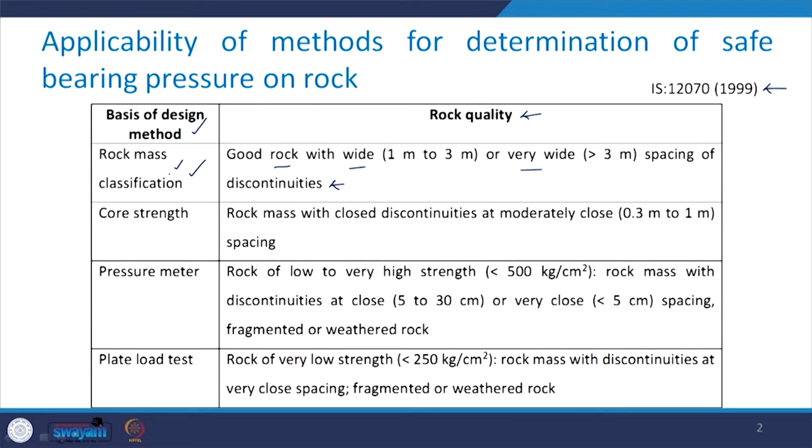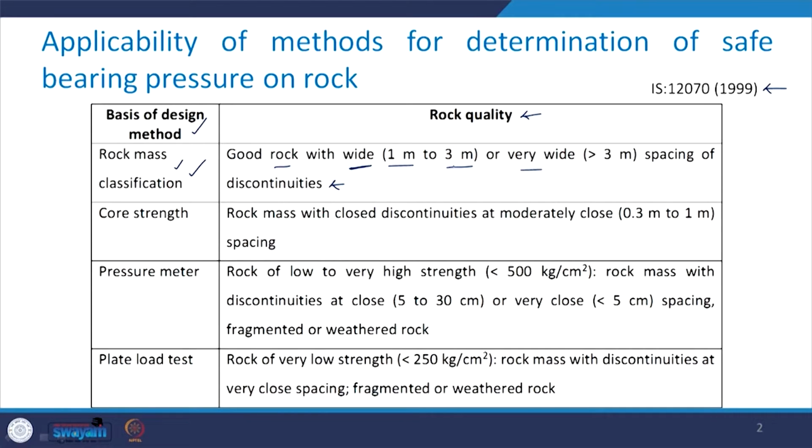When I say wide or very wide spacing of the discontinuity, that means wide discontinuity spacing may vary between 1 meter to 3 meter, and if the spacing of the discontinuities is more than 3 meter, they fall under the category of very wide. The next design method can be the core strength, or on the basis of UCS.